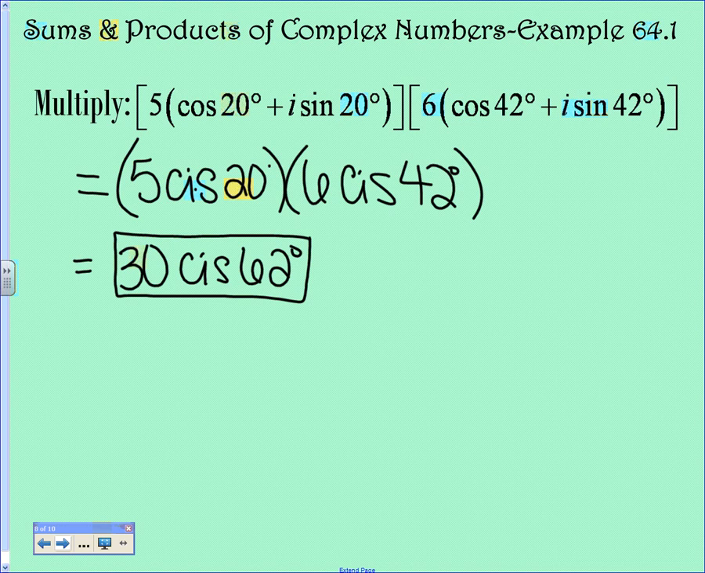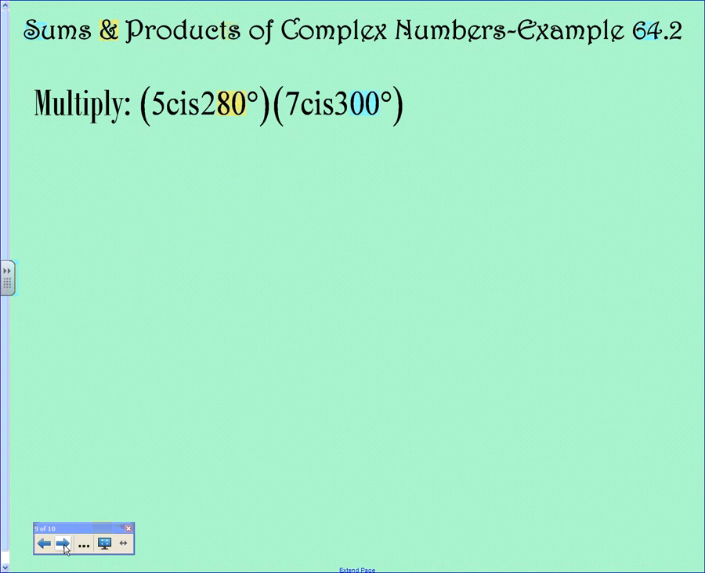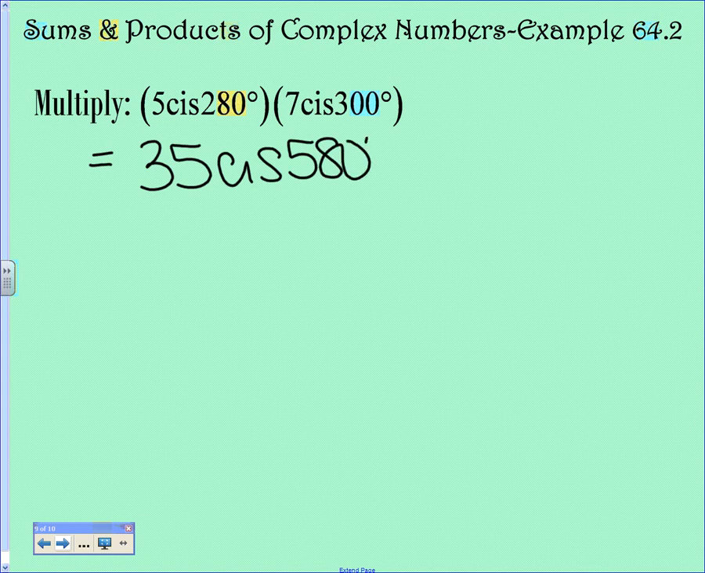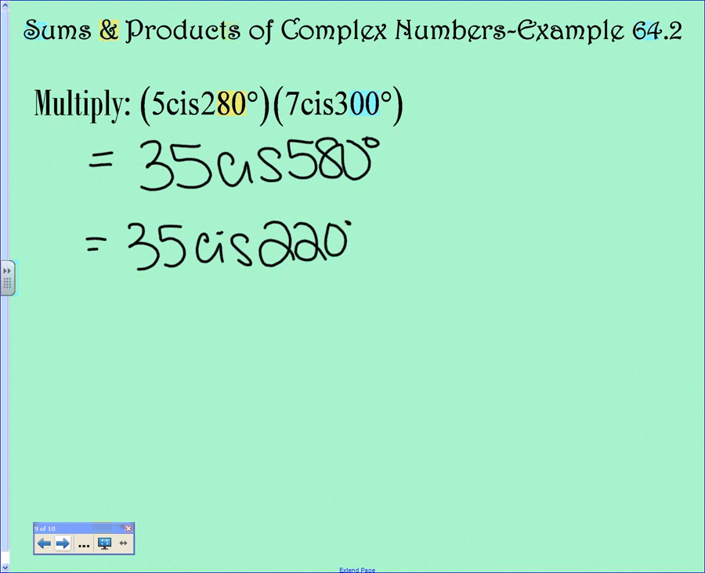Okay? So let's look at another one. No? How do we multiply them? They're already in the short format, right? So what do we do? 35 cis 580. Do we like them to be 580 though? What do we want it to be? You want it to be 220 because it wants to be under 360. And you're done. That's all we're doing right now.